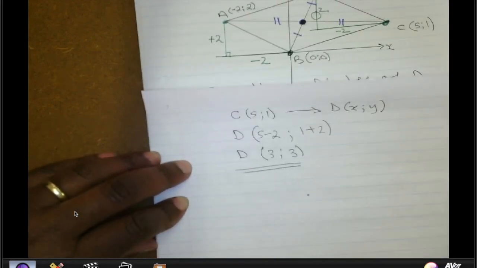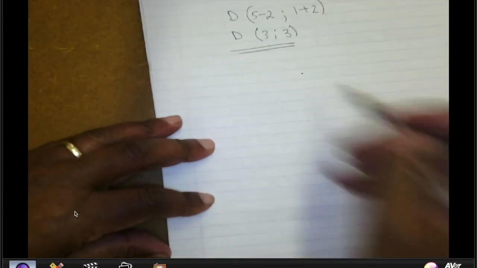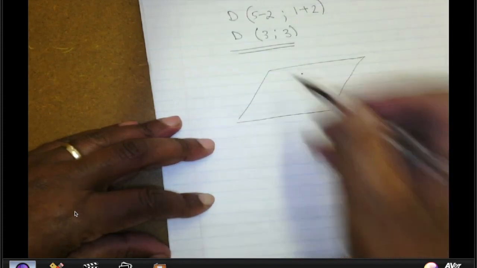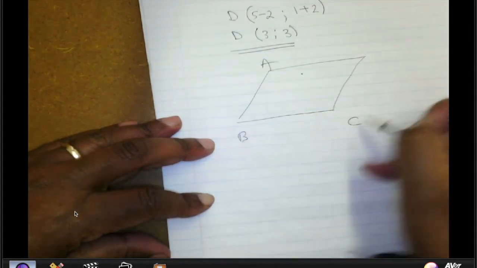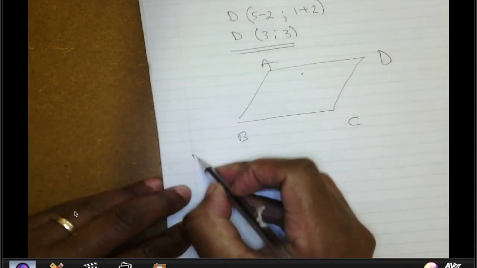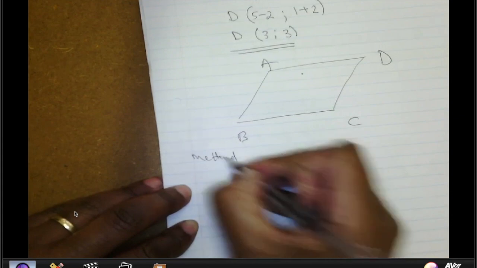So these are the two methods that you can use. I think these are faster than the other methods. You can try the other methods. I'll just summarize the other methods here. So the other methods are, if this is a parallelogram, remember in a parallelogram, so this could be your third method.